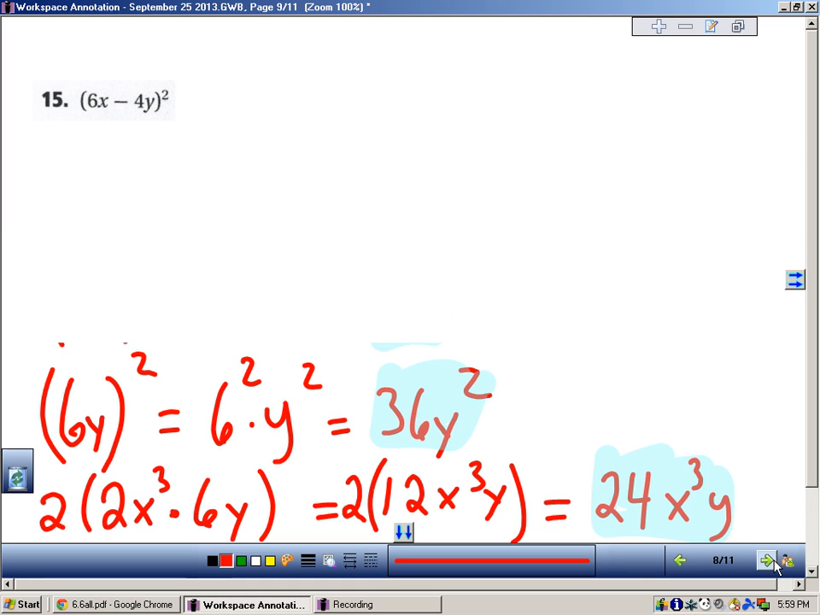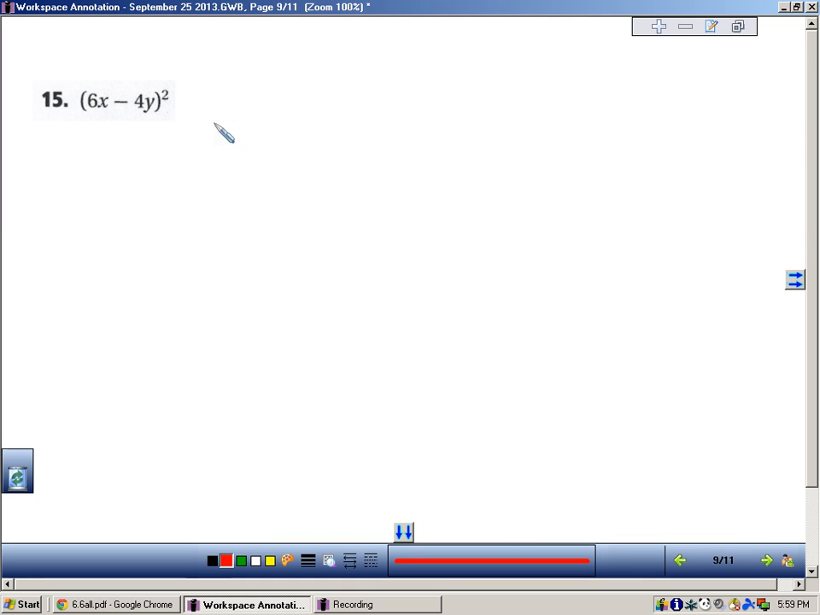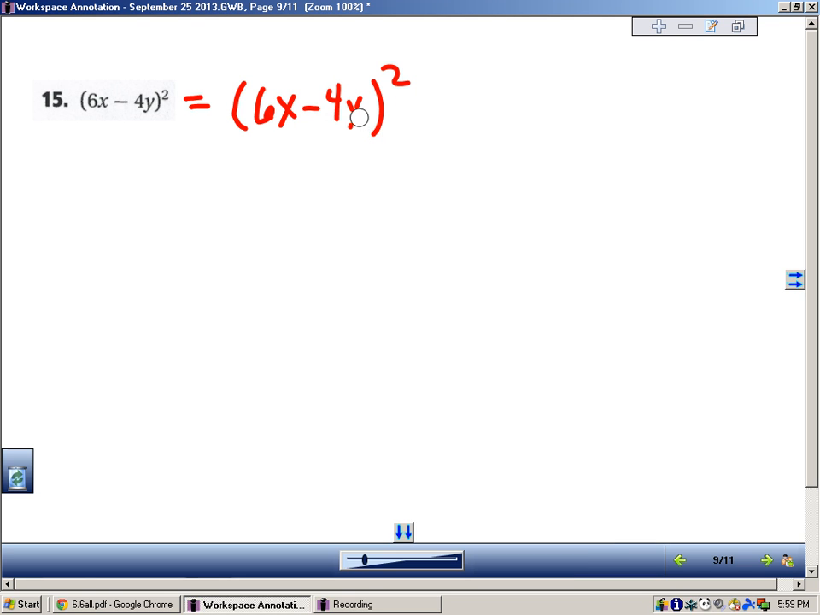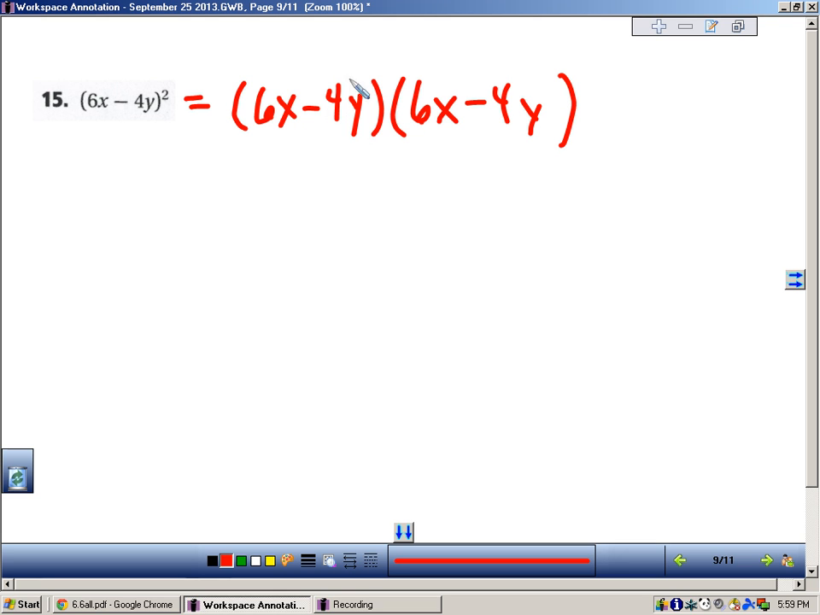Just about done, guys. I guess we can expand this using the shortcut. Why not, okay? So, again, not too difficult using this method. I'll just write it out really quick. So multiplying it this way is not too difficult. Okay, first, outer, inner, last. The shortcut method says that you take the first term, right? Square it. So 36x squared.